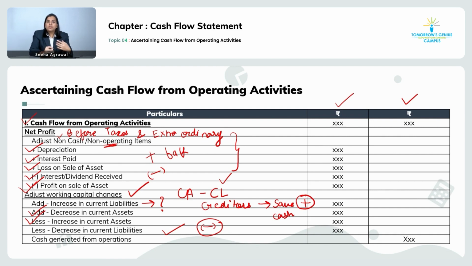To sum up: whenever there is an increase in current liability, add it. Whenever there is a decrease in current liability, deduct it. Whenever there is an increase in current asset, deduct it. Whenever there is a decrease in current asset, add it. And after adjusting the working capital, you get cash generated out of operating activity.